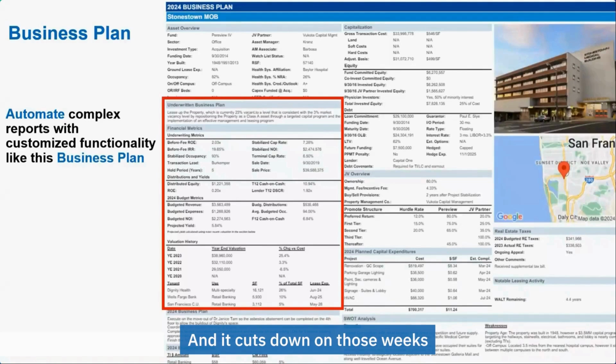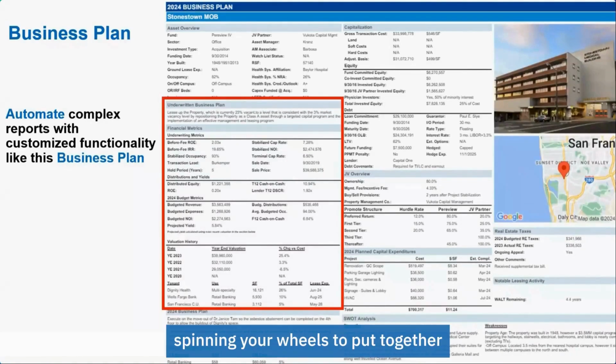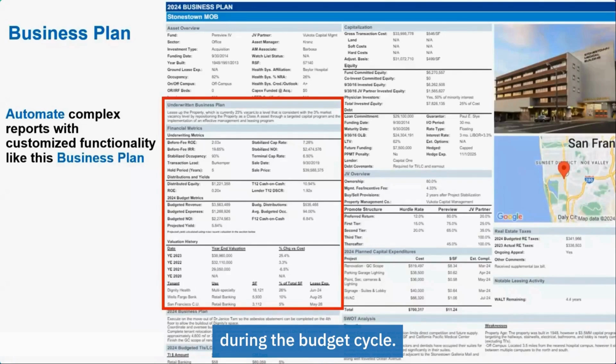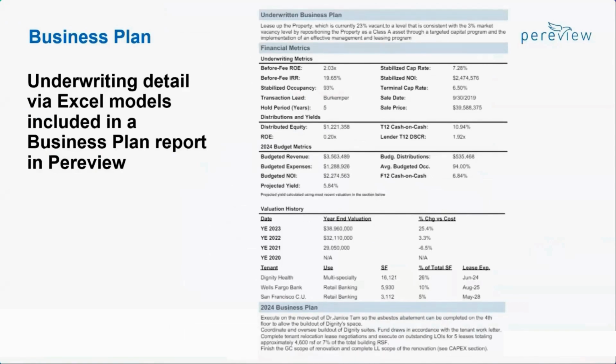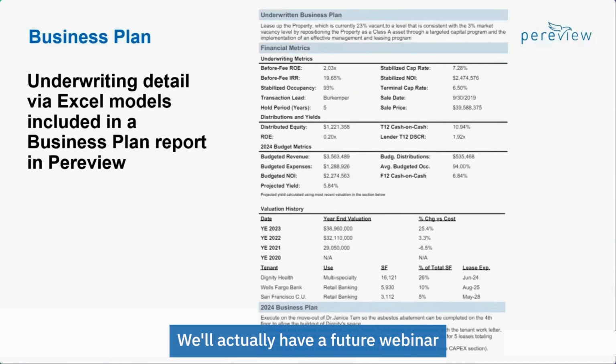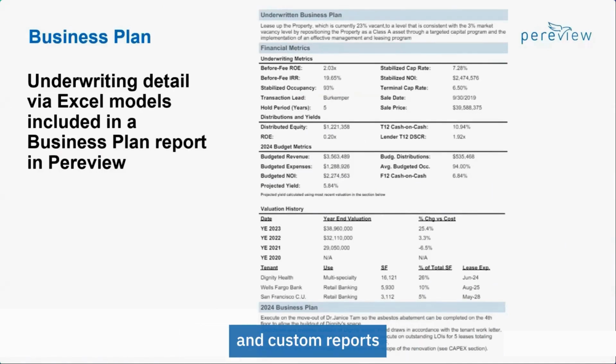It cuts down on those weeks that you're spinning your wheels to put together a business plan report during the budget cycle. And we've highlighted the underwriting portion here because this ties directly to Excel. As you can see, there's plenty of underwriting detail available within the report. We'll have a future webinar coming up where we will discuss some of the different types of off-the-shelf and custom reports that we have available.